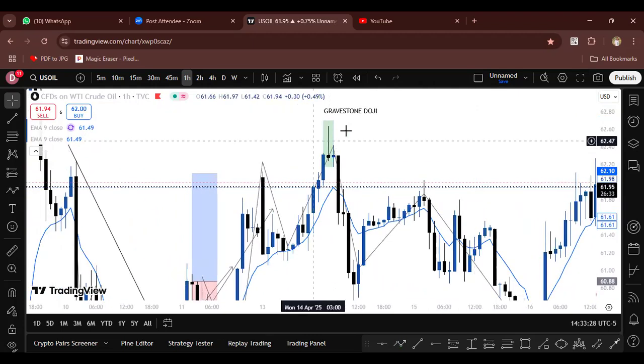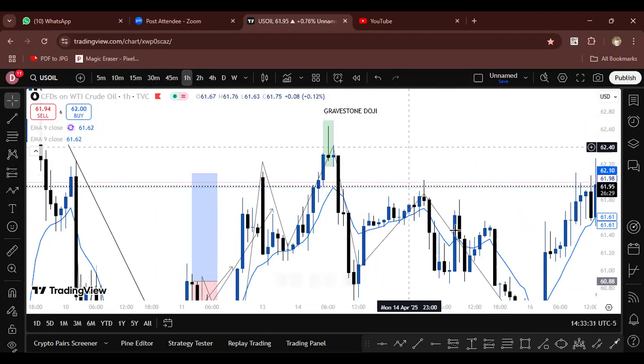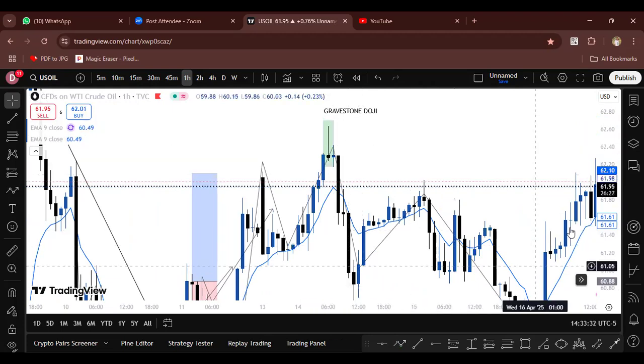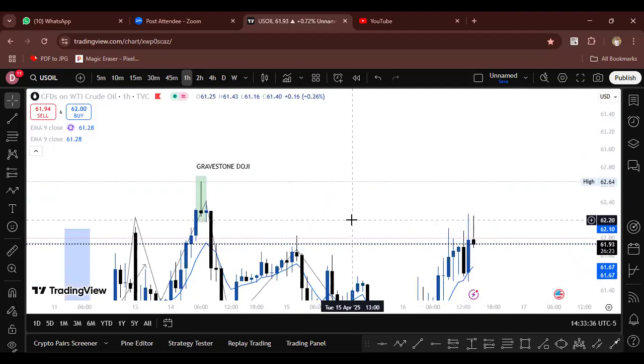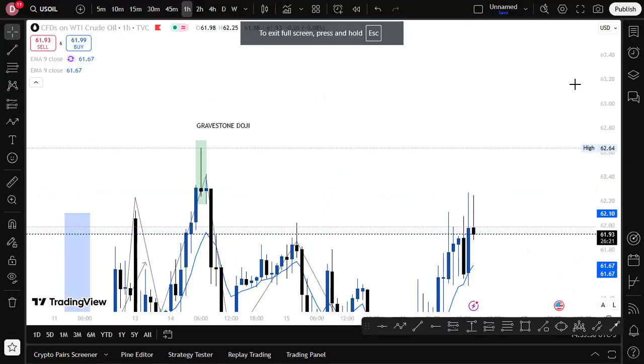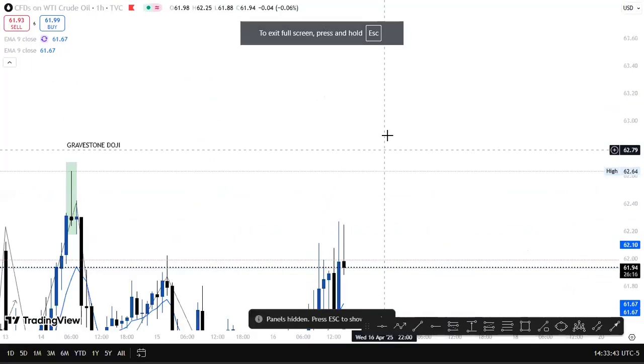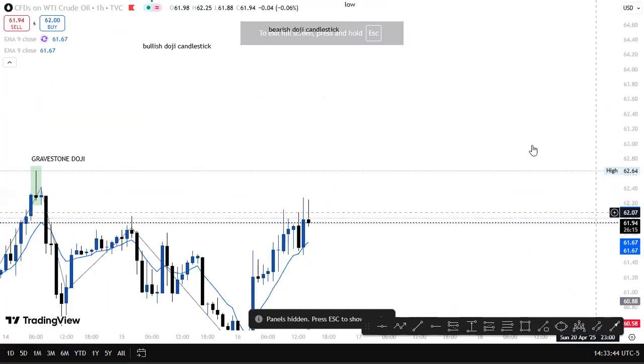So this is an example of a gravestone doji, and the moment it formed at the top of an uptrend, you can see a reversal already happening in the market. Same thing with the gravestone doji. So let's just do a recap of what we talked about today.